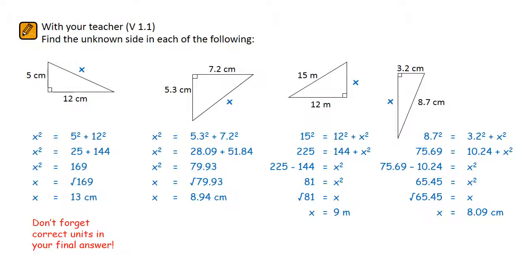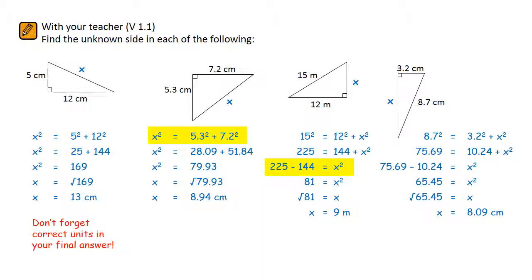One thing that you might notice when doing these questions is if the side you're trying to find is not the hypotenuse, then you should end up with a subtraction question in your workings. If, however, the side you're finding is the hypotenuse, it'll always be an addition question.